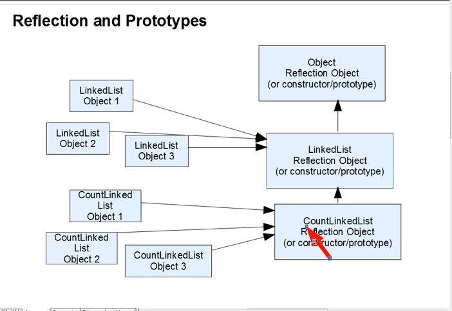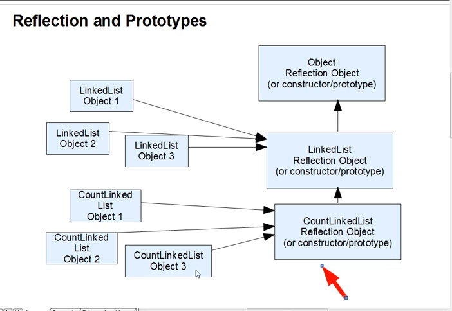4. The reflection objects have a relationship to one another that is governed by the relationship of the types they represent. In particular, if subclass extends base class, if count linked list extends linked list, for instance, then the reflection object for count linked list refers to the reflection object for linked list, which in turn refers to the reflection object for object. And then finally, 5, they're set up by the compiler at compile time, automatically, and they may be read by the running program, but they cannot be modified.